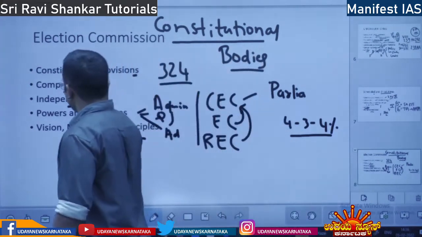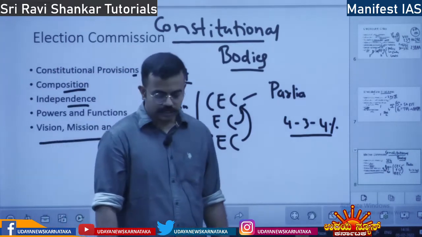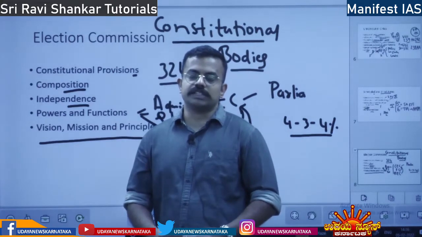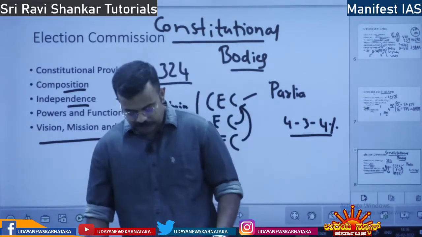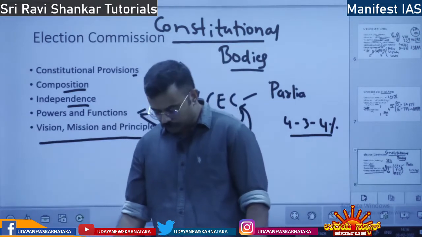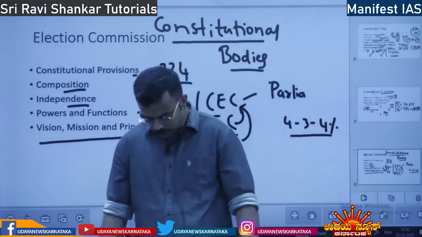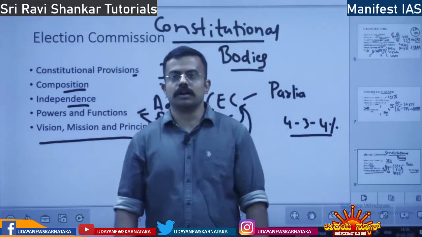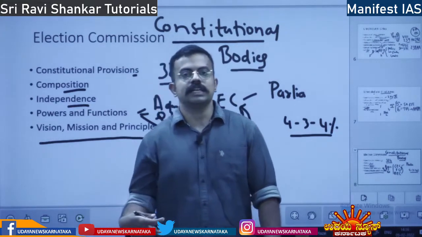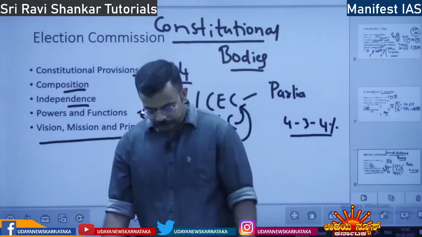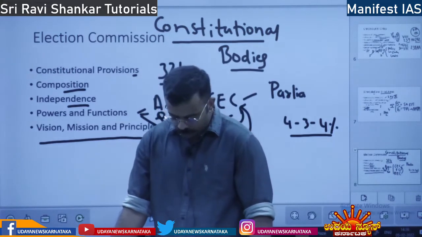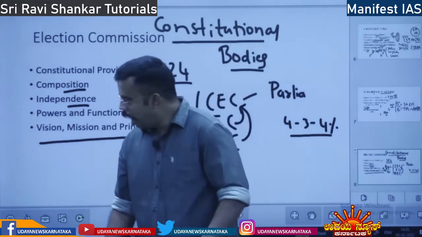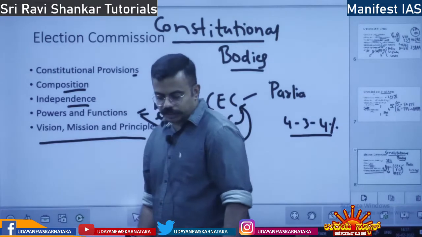Vision, mission and principles. What are the vision, mission and principles? The vision is that the Election Commission constantly strives to be an institution of excellence. Vision means long-term idea, long-term goal. Mission is how this goal is implemented. It is implemented by maintaining independence, integrity, autonomy, inclusiveness and participation in the election. This is the vision. And what are the principles?